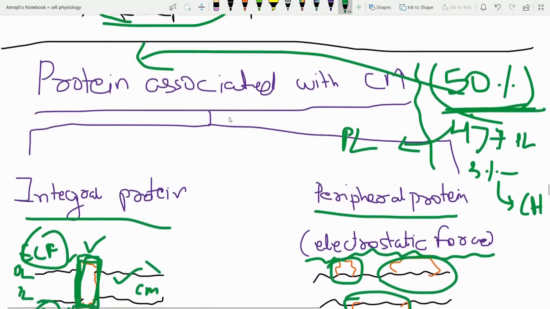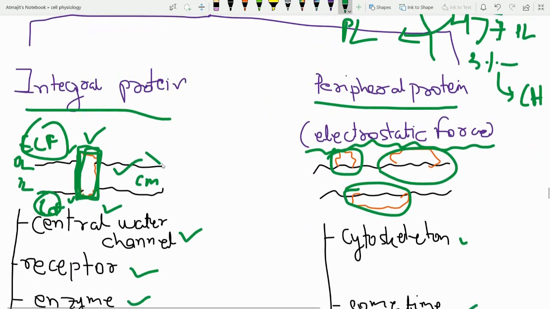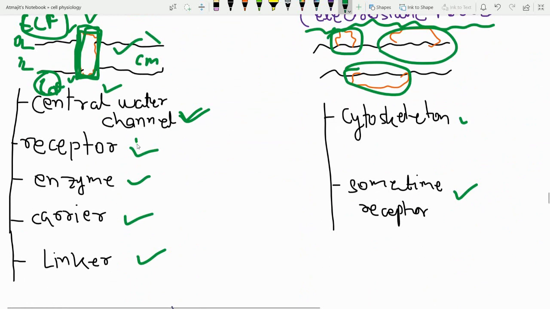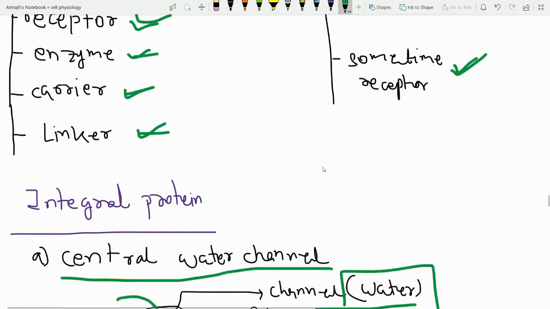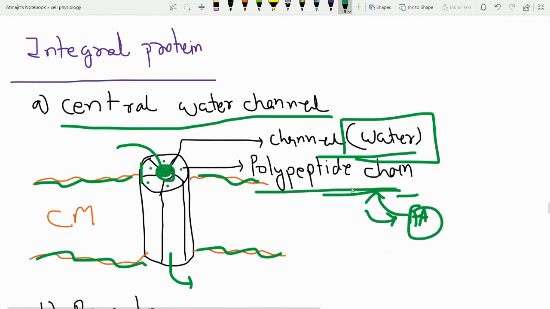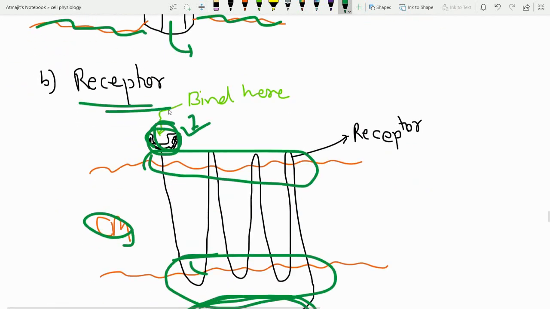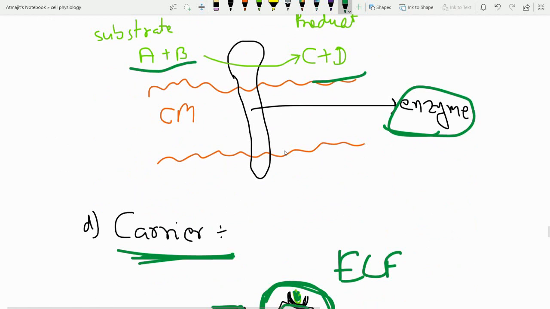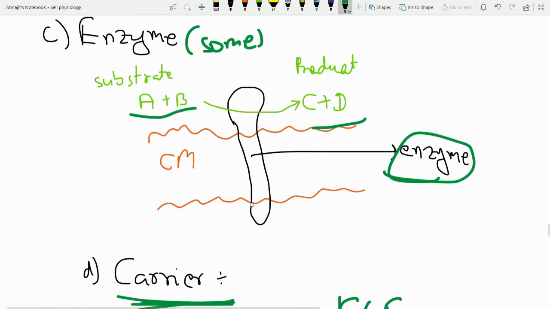Then proteins associated with the cell membrane. Integral proteins: central water channel, receptor, enzyme, carrier and linker. Then cytoskeleton and sometimes receptor. Integral protein, central water channel, is made up of polypeptide chains, and this channel is filled with water. Then receptors, which bind to both sides of the cell membrane. Then enzymes, some enzymes are also integral proteins.